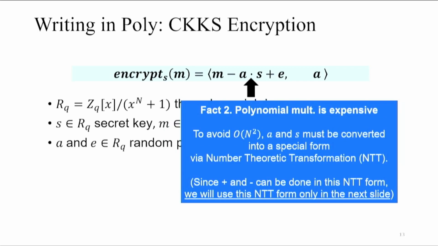The second fact is that polynomial multiplication is expensive, and in order to deal with this, we need to somehow have an alternative form of polynomials. I'm going to call this NTT form in this talk for brevity. So there is an NTT form and there is the ordinary form, and these two forms can be interchanged. So we need to implement this in our language.